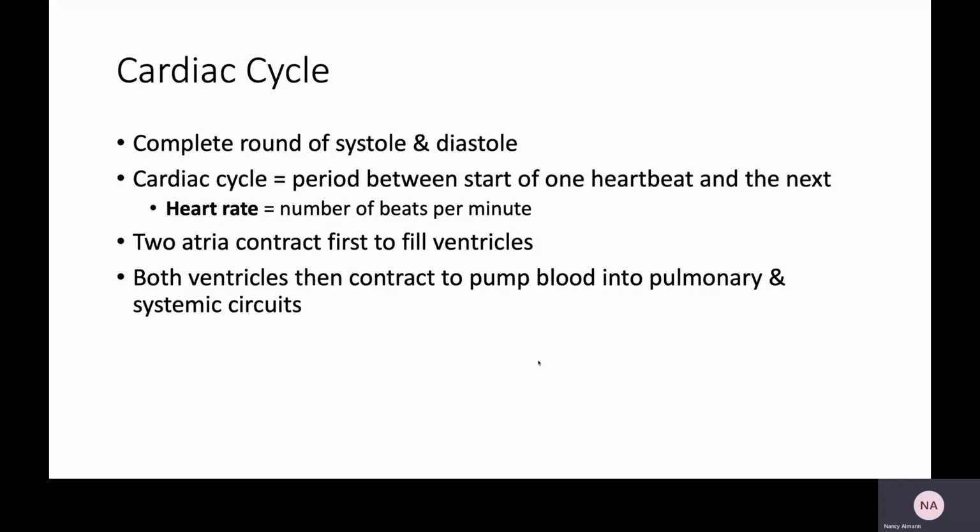Heart rate is the number of beats per minute. The two atria will contract first, filling the ventricles. Both ventricles then have to contract in order to pump blood into either the pulmonary or the systemic circuit. Atria will contract and relax simultaneously. Ventricles will contract and relax simultaneously. When the atria are contracting, the ventricles are relaxing. When the atria are relaxing, the ventricles are contracting.